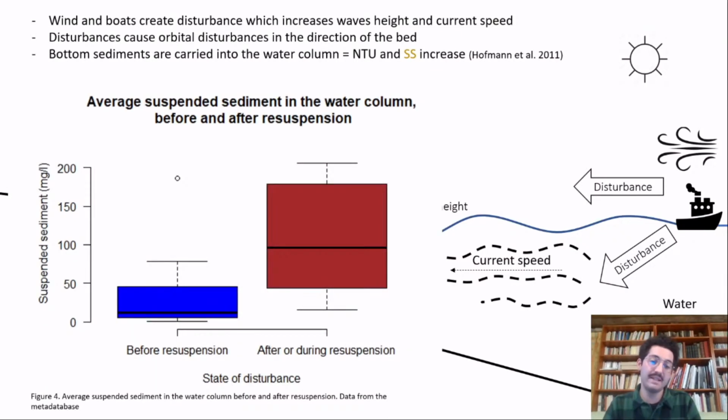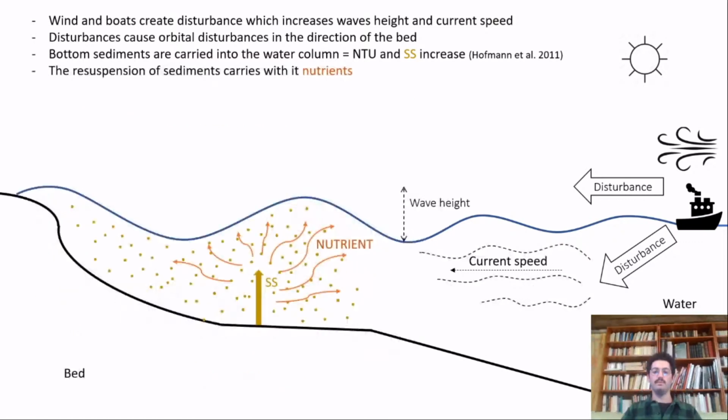This plot from the meta-analysis that we made shows us the clear increase of suspended sediment concentration in the water column after a resuspension episode compared to before. The literature also focuses on the nutrients that can be carried with the resuspension episode. They mainly concentrated on phosphorus and nitrogen, both in particulate and dissolved form.